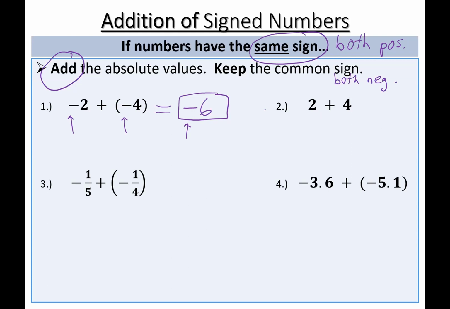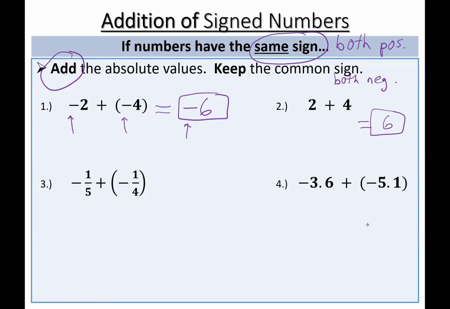Number 2, I had to keep it in here just for comparison, but 2 plus 4 is 6. Not really much to say about that one other than just reminding you, a positive plus a positive, still positive. Okay, so I'm still doing the same process, adding and keeping the same sign. Number 3 and 4 are going to be a little more challenging because they do involve fractions and decimals, but we know how to deal with those.